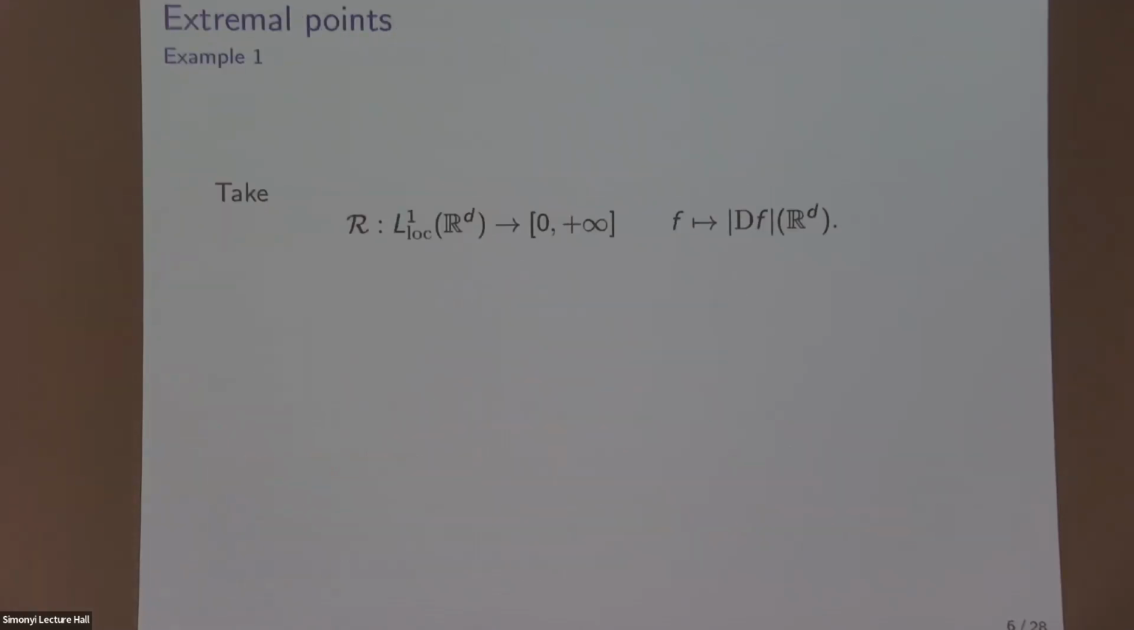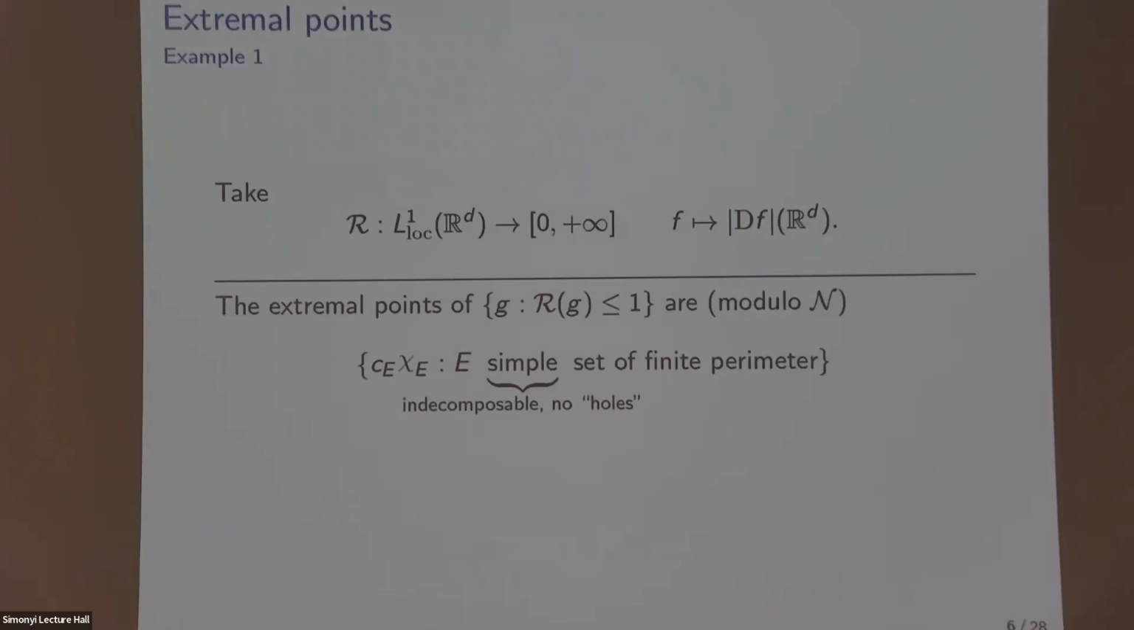Okay, so this is going towards the real choice of R. So this is simple. You take a function going from the Euclidean space to the real numbers. And the regularization functional is the total variation of the function. So this is the usual total variation of BV functions. The null space here is constant functions. But okay, you want to study the extremal points of this set, the regularization ball. Let me not discuss compactness or something like this, but what it turns out is that the extremal points of the set of functions whose total variation is smaller or equal than one are weighted characteristic functions of sets of finite perimeter.